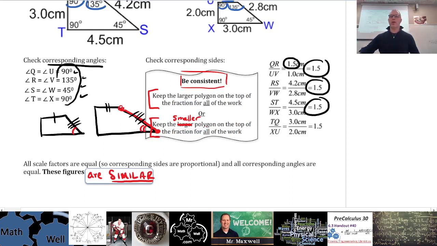So keep the smaller polygon on top of the fraction for all of your work. One or the other is fine. You'll get the exact same scale factor or the same ratio as long as you're consistent, okay? So what I've taught you is that you always do the scale diagram on top. That will give you the proper scale factor, and that's what you should do. But if you're just given two shapes and you're not sure which one's the original, then just do the larger measurement on top, the smaller on the bottom, and do that for all of them. Or the other way around, smaller on top, larger on the bottom. It doesn't really matter. Just be consistent.